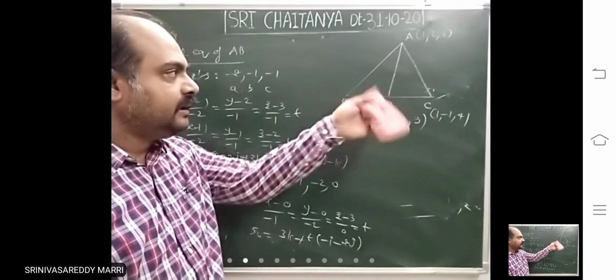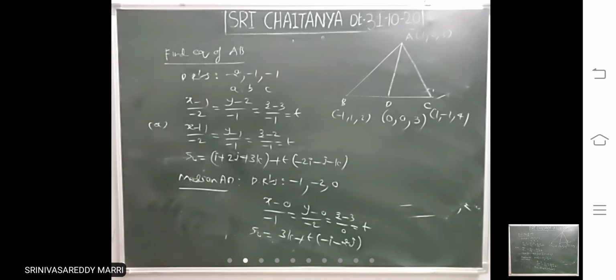Just simple. Equation of the line means calculate the DRs, take one point and write the Cartesian form. So that is the equation of the line. How to calculate the equation of the line?